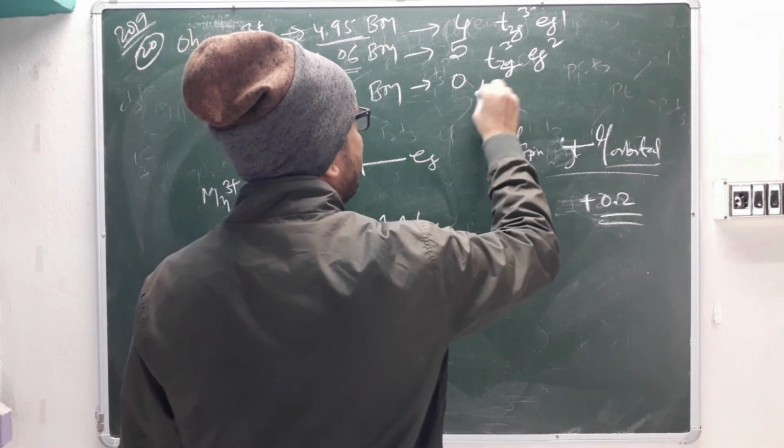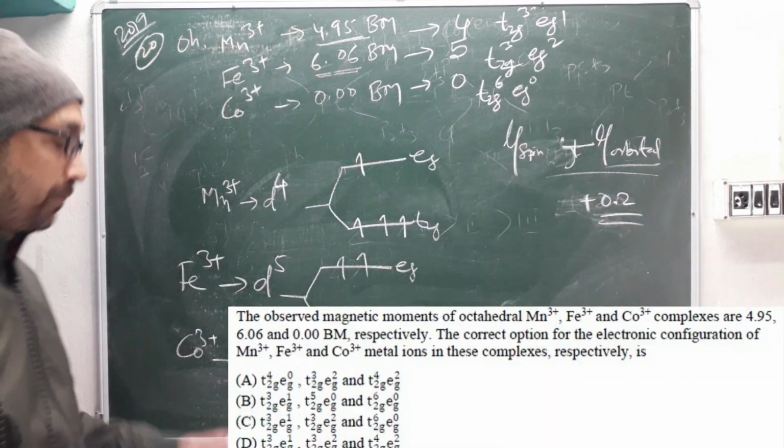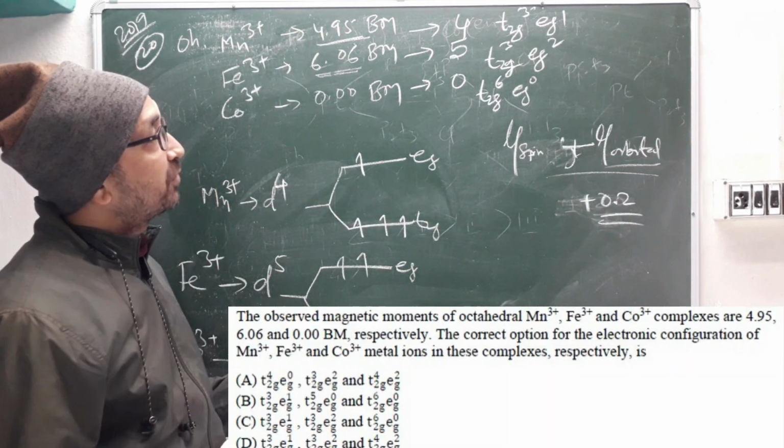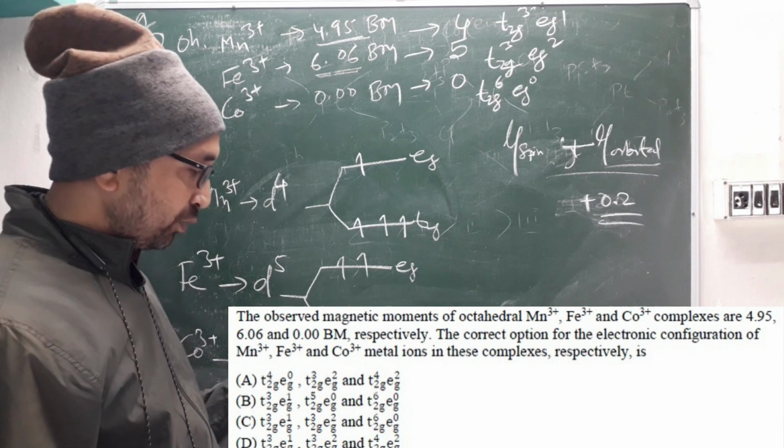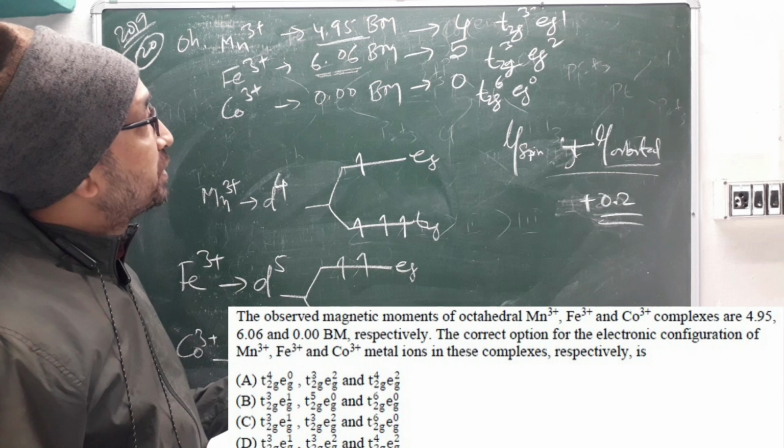And what will be the electronic configuration? T2g6, Eg0. So let me check respectively which one is having. First will be T2g3, Eg1. T2g3 Eg1, option B, and then next will be T2g3 Eg2.